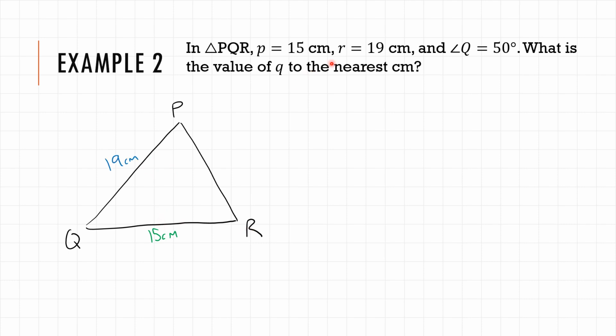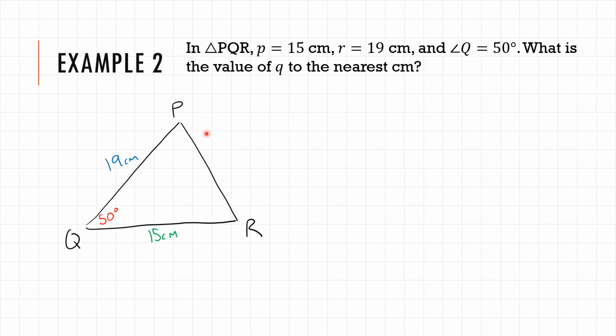Side R is 19 centimeters. So I'm just sketching this out. Notice that side P is opposite angle P. Side R is opposite angle R. And angle Q is 50 degrees. So I drew that right there.